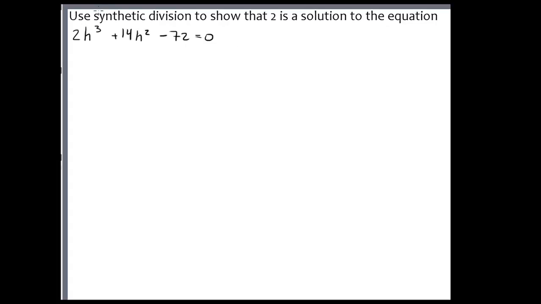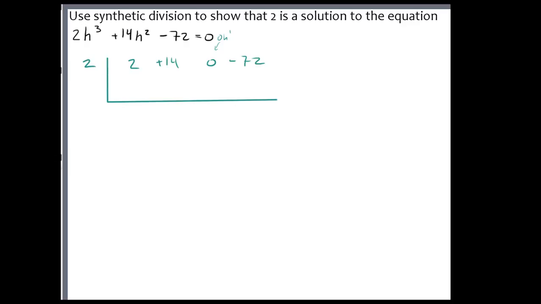I've got a nice interesting two-part problem for you here. We're going to use synthetic division to show that 2 is a solution to the equation 2h cubed plus 14h squared minus 72 is equal to 0. And I've gotten this written out in synthetic division form, and I included the 0 for h to the first power because there's no linear h. So let's go ahead and do our synthetic division.